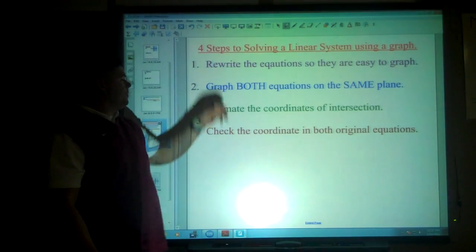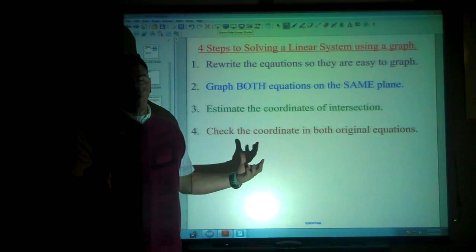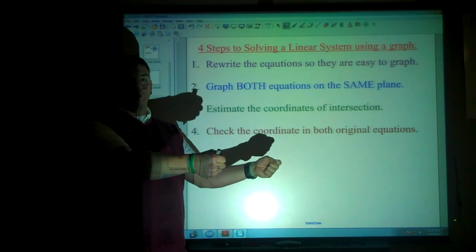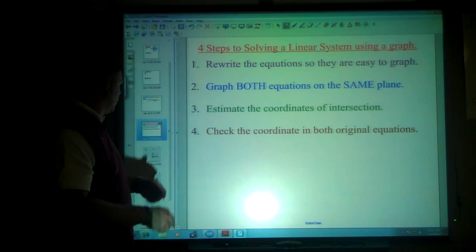And once you've estimated it, then you check the coordinate in both of the original equations and see if it actually works. If you can take that answer and plug it into both equations and it works, you know you have the solution for the system for both equations.